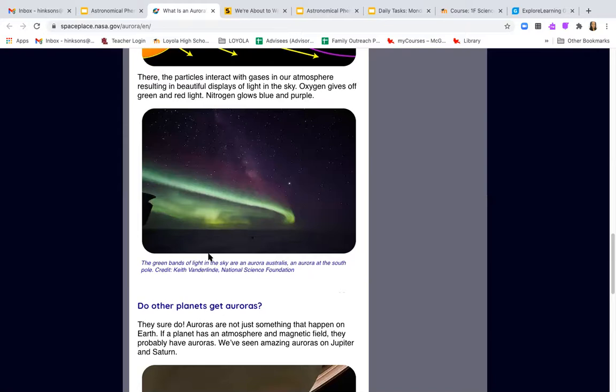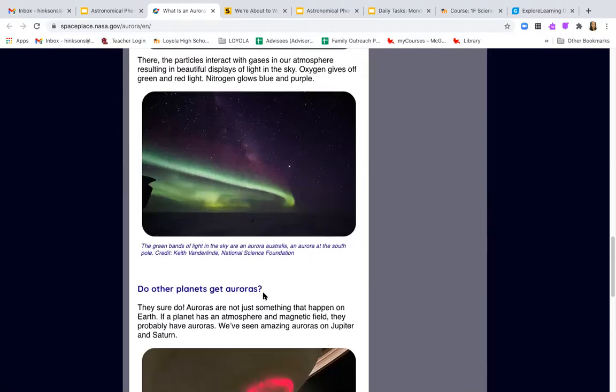Do other planets get auroras? They sure do. Auroras are not just something that happen on Earth. If a planet has an atmosphere, so you remember the atmosphere has gases, and a magnetic field, they probably have auroras. We've just seen amazing auroras on Jupiter and Saturn.